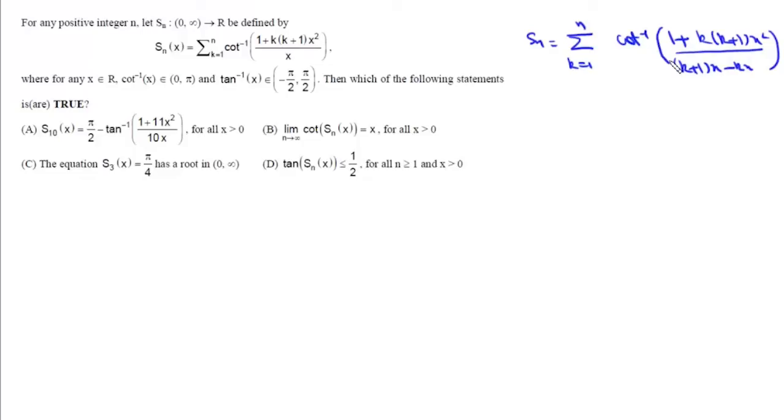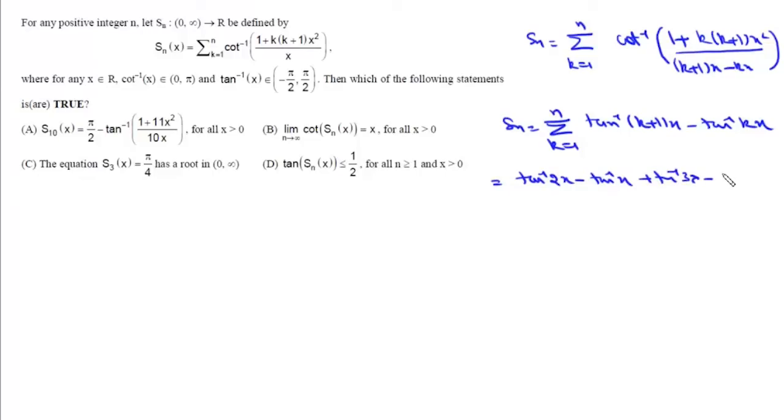If we take its reciprocal, then we can write it in terms of tan inverse, and we know that tan inverse of (x minus y) upon (1 plus xy) is tan inverse (k plus 1)x minus tan inverse of kx. Now we'll simplify this summation. When k is 1, it will be tan inverse 2x minus tan inverse x, plus tan inverse 3x minus tan inverse 2x, and we continue up to tan inverse (n plus 1)x minus tan inverse of nx.